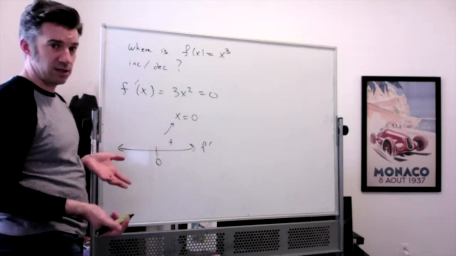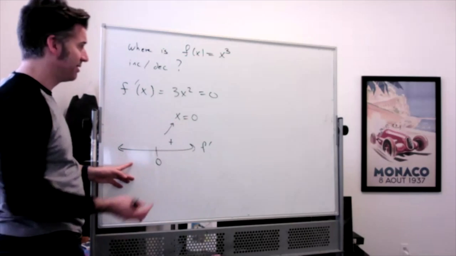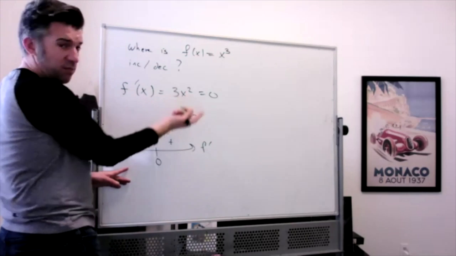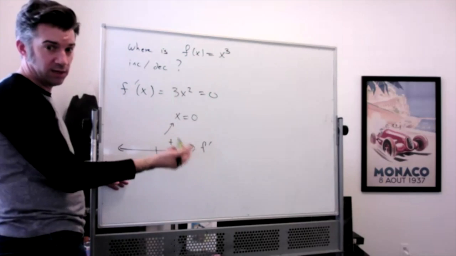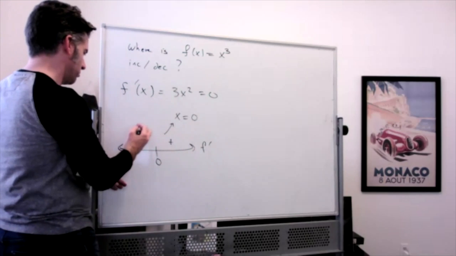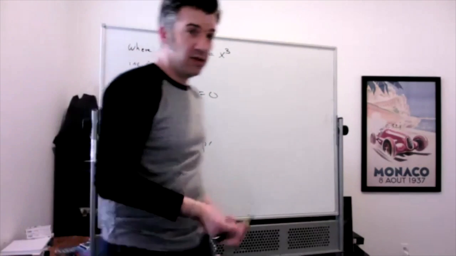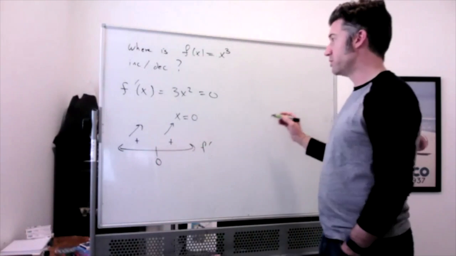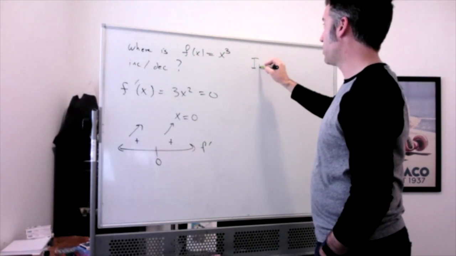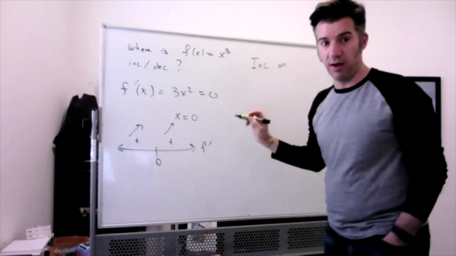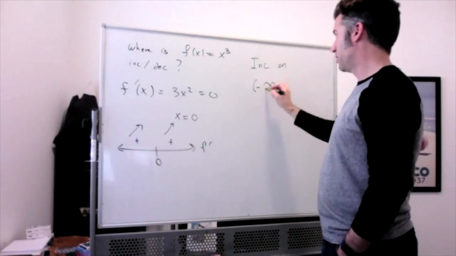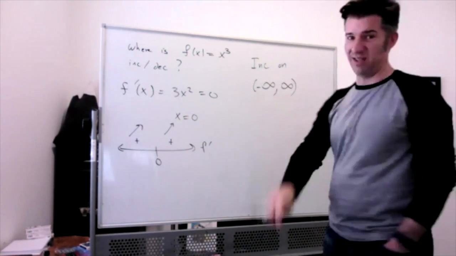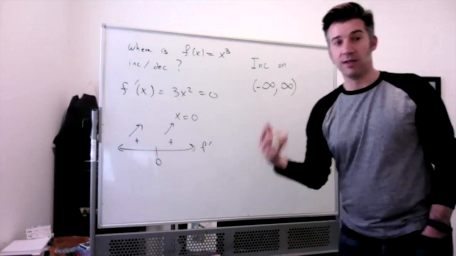Pick a number like -1. f prime of -1, still positive, right? -1 squared, 1 times 3 is 3. So this function is increasing and then increasing. So here's what I would say. This function is increasing on the interval from -infinity to infinity.